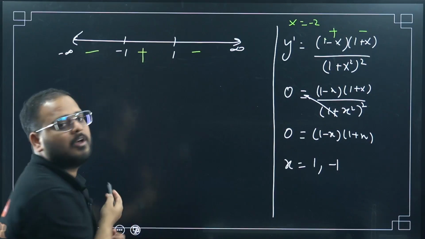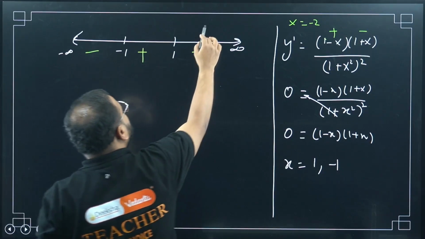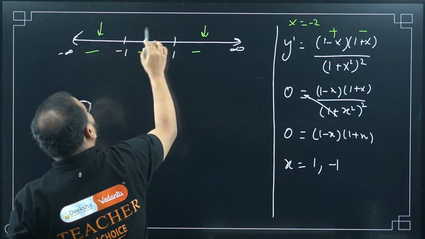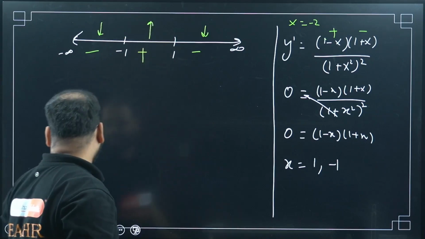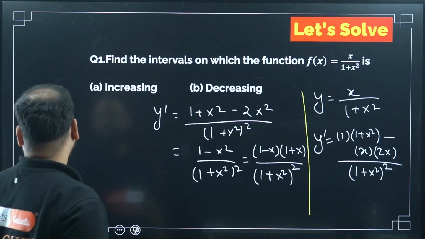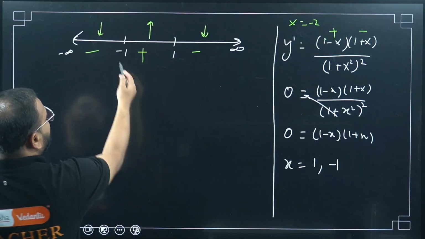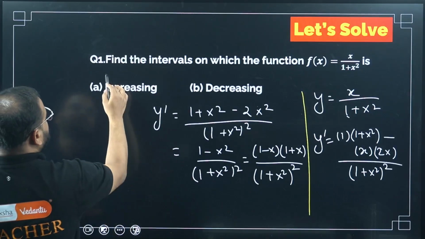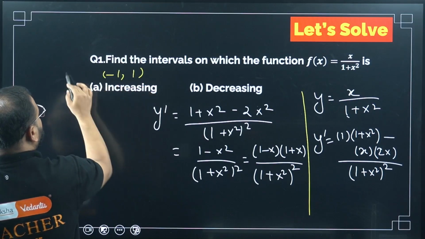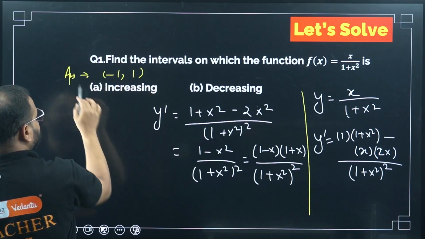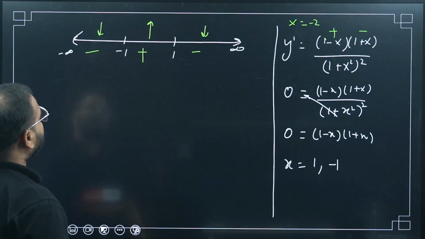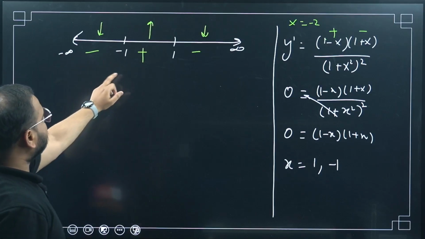Now check here. Wherever it is minus, the function is decreasing. Wherever it's positive, increasing. What are they asking first? Increasing. They are asking us for increasing. I'll write it over here only. Increasing, where is the domain? Minus 1 to 1. I'm writing answers over here only. Please check. And what about decreasing? Minus infinity to minus 1 and then 1 to infinity.